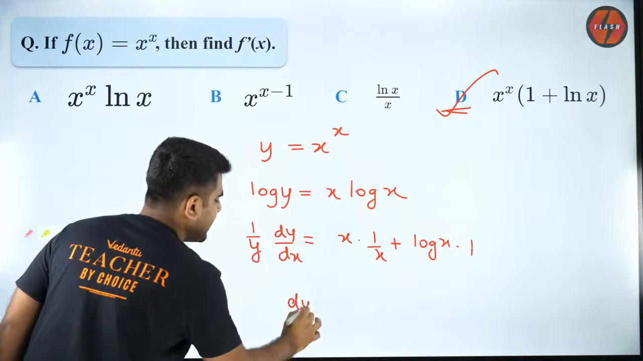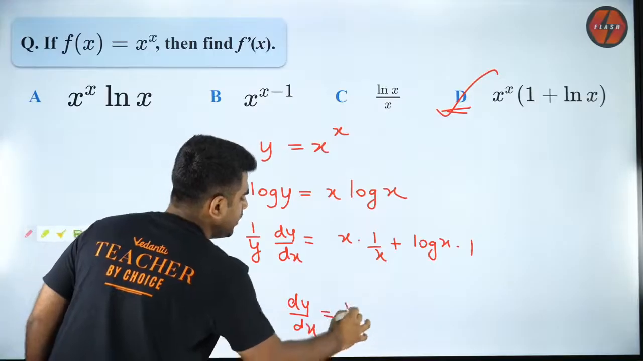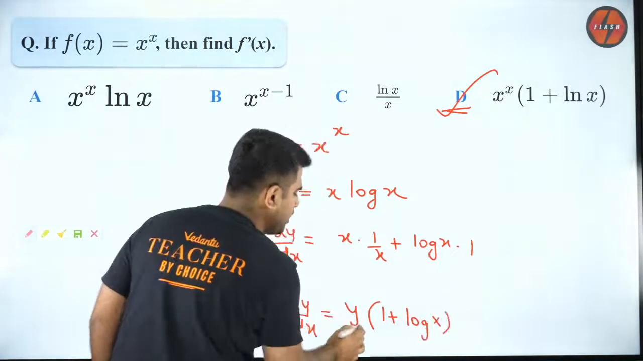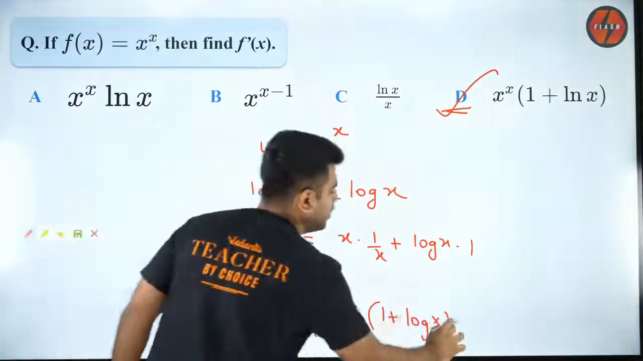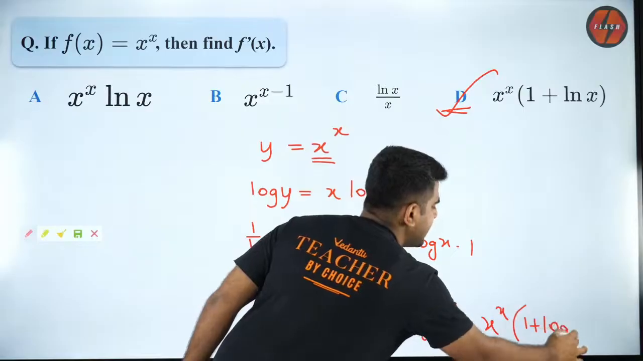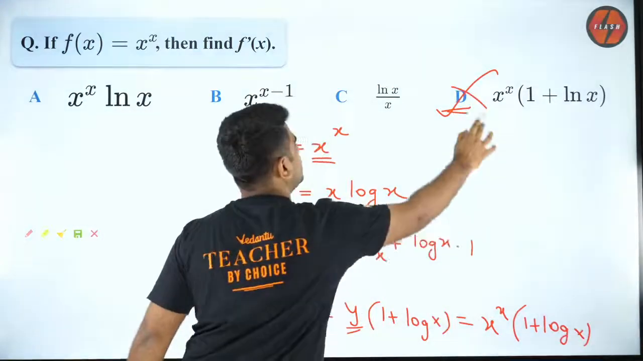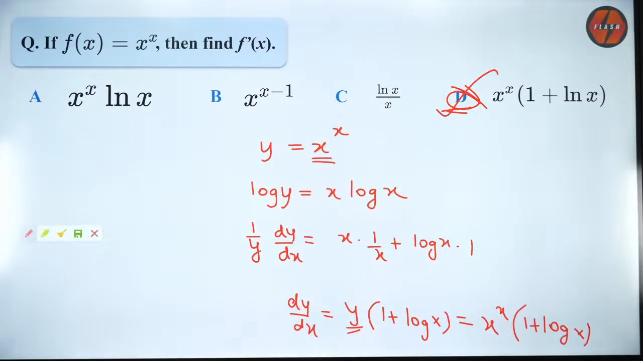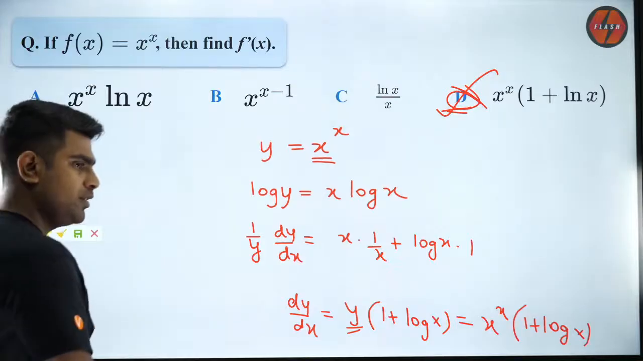So dy by dx is equal to what? Is equal to y into 1 plus log x. What is y? y is nothing but x power x. So this will be x to the power x into 1 plus log x. Can you see how easy it became? Because I know what is my method, that is logarithmic differentiation. Clear? Everybody got it, guys? Perfect.